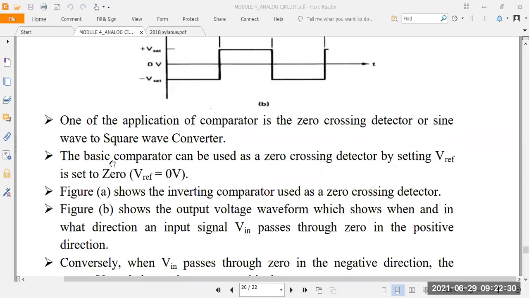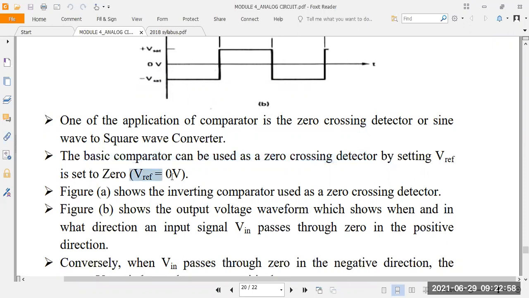Next, a basic comparator can be used as a zero crossing detector by setting V reference to zero voltage. So zero crossing means you take the reference as zero. Suppose for a 5 volt crossing detector, you take V reference as 5 volts. If it is a 10 volt crossing detector, you take V reference as 10 volts. So depending upon your voltage detector, you have to set the V reference.